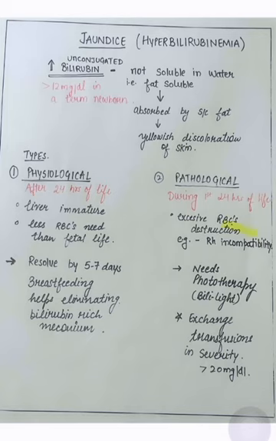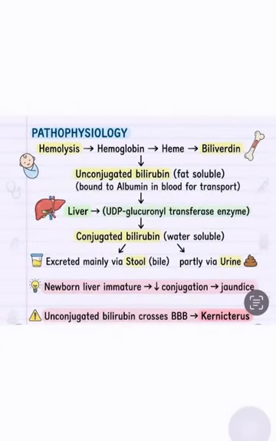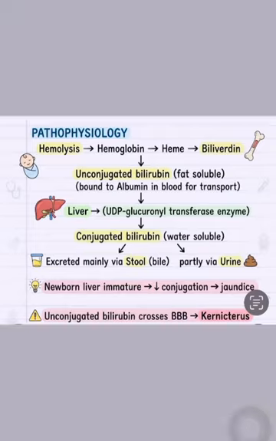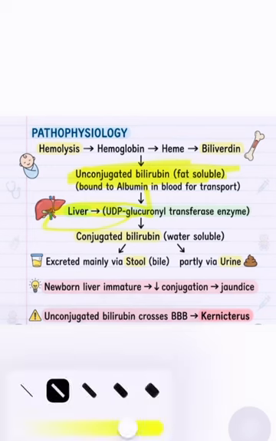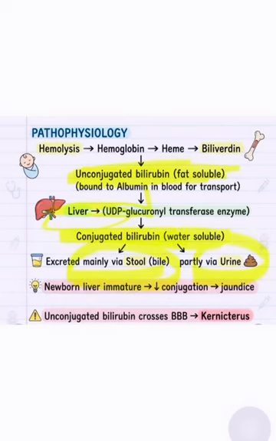What is bilirubin? When the RBCs get destroyed, bilirubin gets released. When hemoglobin breaks down, hemolysis of the hemoglobin releases bilirubin, which is unconjugated bilirubin. Unconjugated bilirubin is fat soluble and not water soluble. So it goes to the liver for conjugation, and only when it gets conjugated does it become water soluble and get excreted through stool or urine.